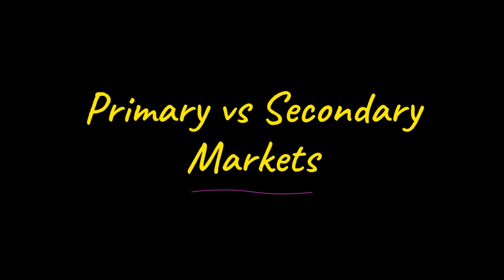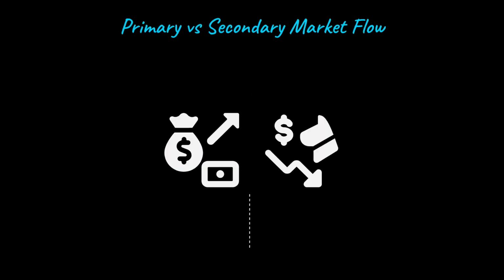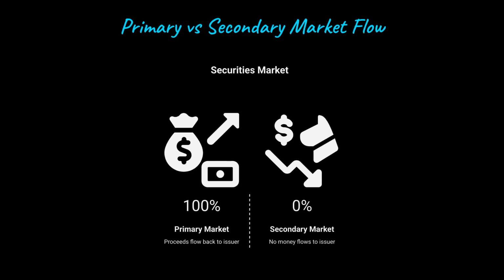Financial markets split into two types based on a single key question. Is this security being sold for the very first time, or is it simply changing hands between investors? Three things determine which market you're in: whether a new security is being created, whether the proceeds flow to the issuer, and whether this is a first sale or a resale among investors. In the primary market, the issuer sells brand new securities directly, like an IPO, and receives the capital raised. In the secondary market, investors trade those existing securities among themselves on exchanges, and the original issuer receives nothing from those transactions.